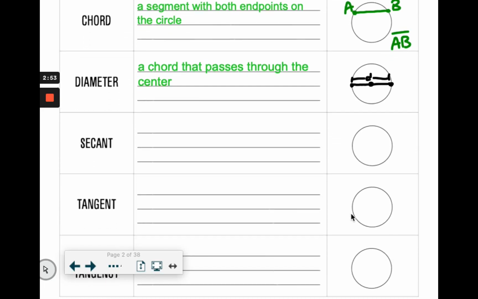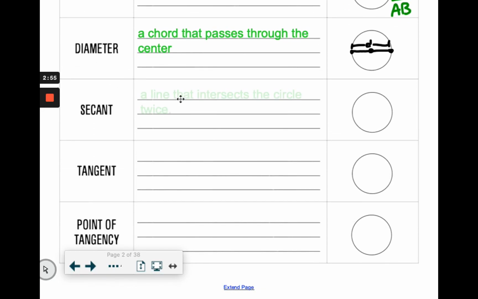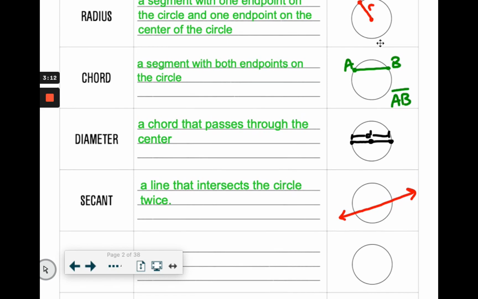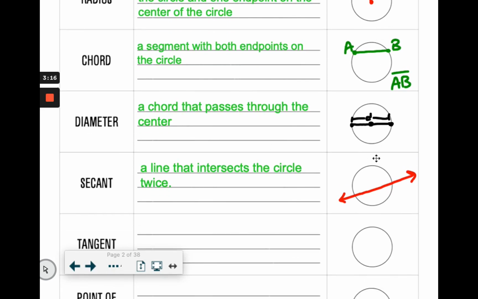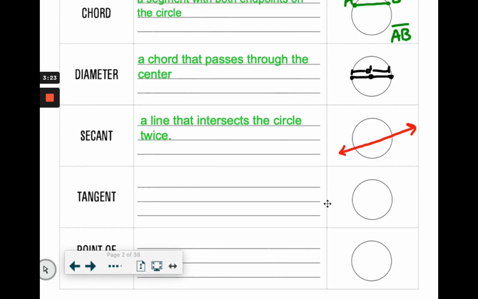Secant. A secant is a line that intersects the circle twice. So draw a line right through the circle, it doesn't matter where. It can cut right through halfway, but it's different than a chord, because a chord, if I scroll back up, is a segment that intersects the circle twice, segment here and here. As opposed to a secant, which is a line that's never stopping, going through the circle twice.